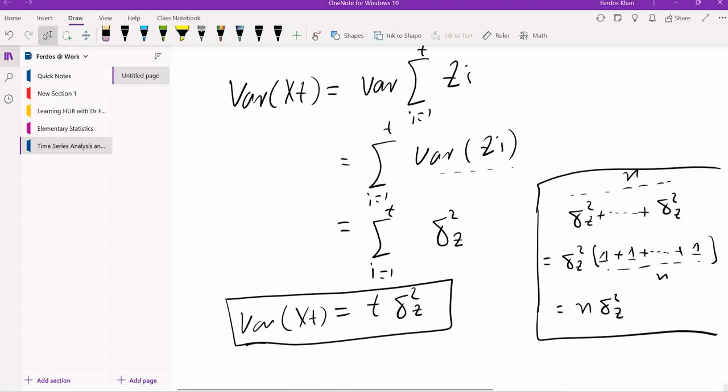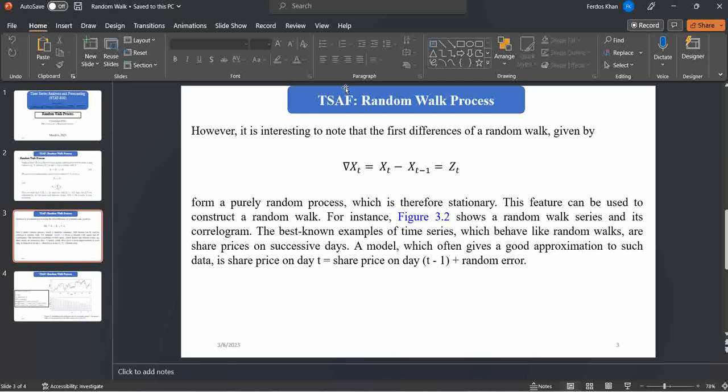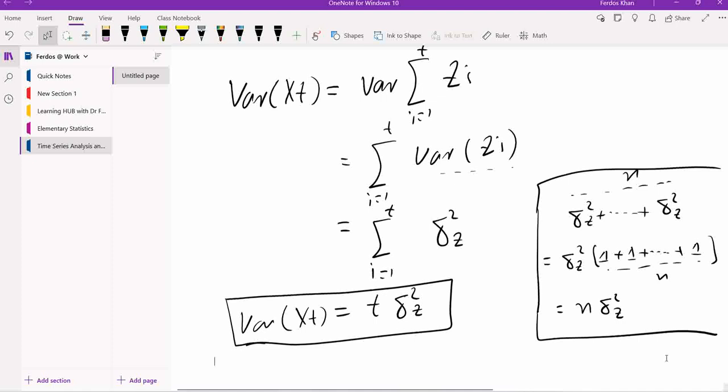Okay, now let's see what the other properties are. The z are independent, and as the mean and variance change with t, the process is non-stationary. This change in the mean and variance is with time, so it's not a stationary process. However, when you take the first difference, meaning when you subtract x t minus 1 from both sides, you get the process zt, which is a purely random process. So that is stationary. You can make that equation in this way.